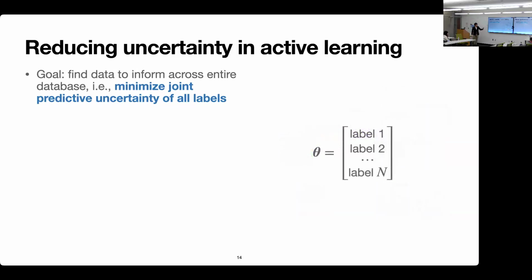So if we call theta the very long vector of all the labels of the data points in a set, then what we want to do is place a distribution over theta, and then select data points that will help us reduce our uncertainty in theta. So reduce the spread of this distribution of this theta vector.